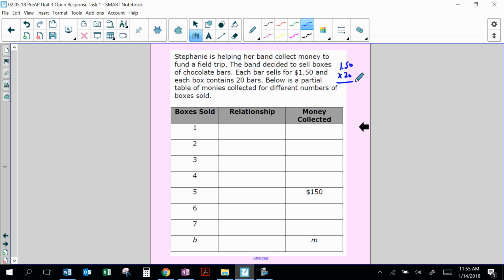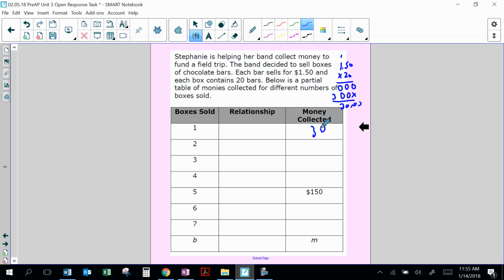I could add it 20 times. That would take me forever. Let's just multiply this. 0 times 5 is 0. 0 times 1 is 0. X placeholder. 2 times 0 is 0. 2 times 5 is 10. Carry the 1. 2 times 1 is 2 plus 1 is 3. It is $30 for one box.